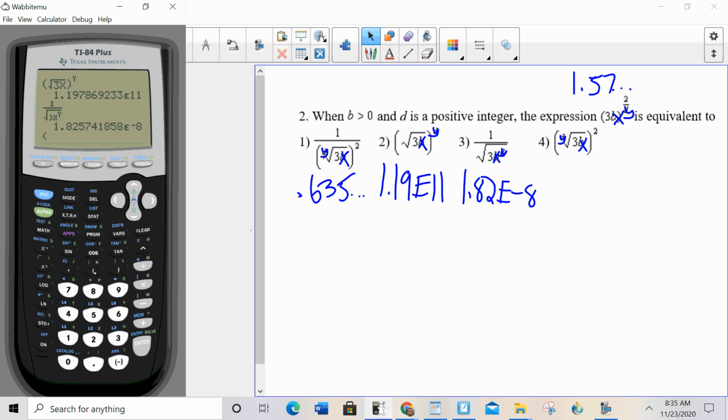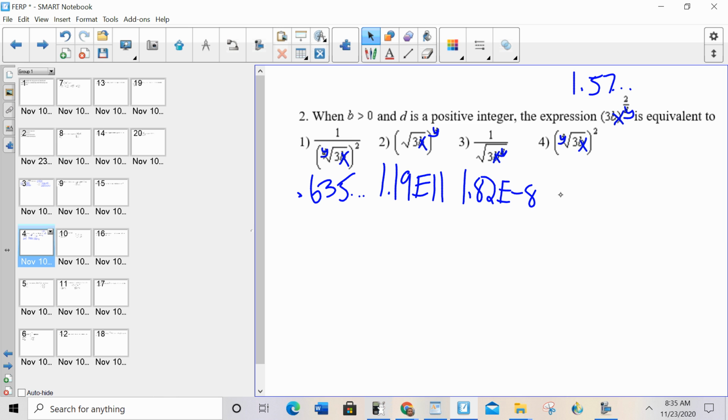Parentheses, that y root, so I hit alpha 1, math 5. Inside the radical is 3x. Outside the parentheses is squared. 1.57 dot, dot, dot. Whew, it matches up. Choice 4 is your answer.